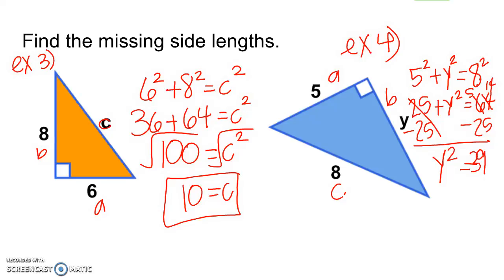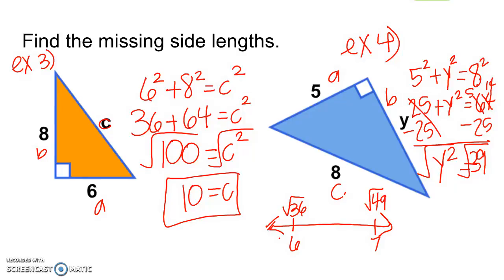okay, 64 minus 25, that's 39. Aha! We have one that is an imperfect square. This is what I was hoping for. So now, when I do the square root of 39, is that a perfect square that I can just say the whole number? No. I'm going to have to do my little process. First, which two perfect squares does 39 fall between? It falls between the square root of 36, which is 6, and 7, which is the square root of 49. So the square root of 39 is between those two.